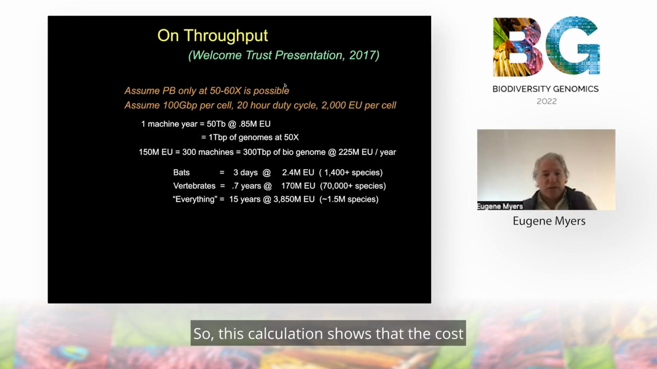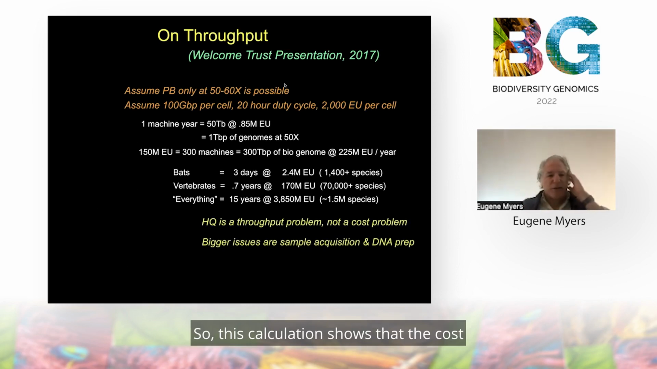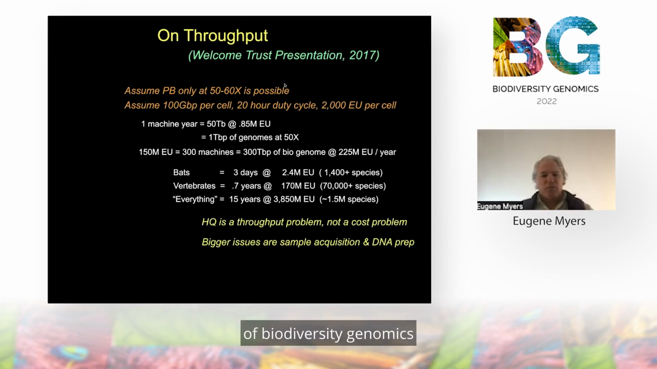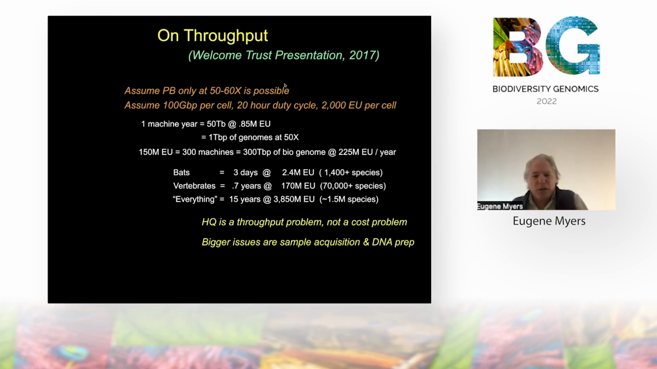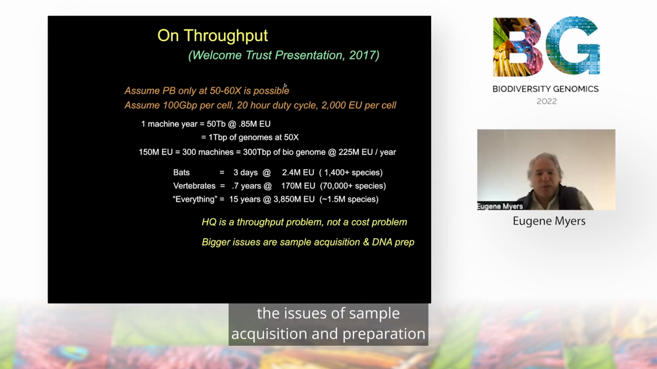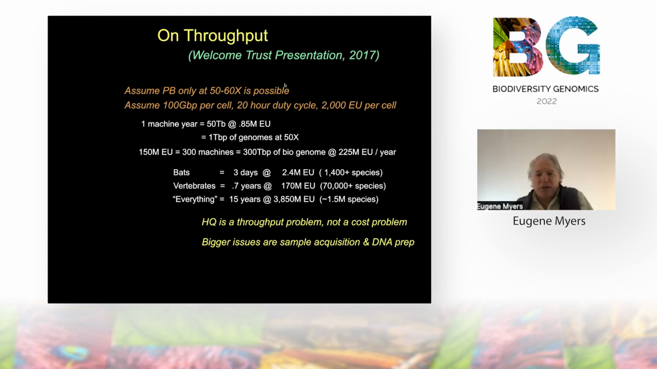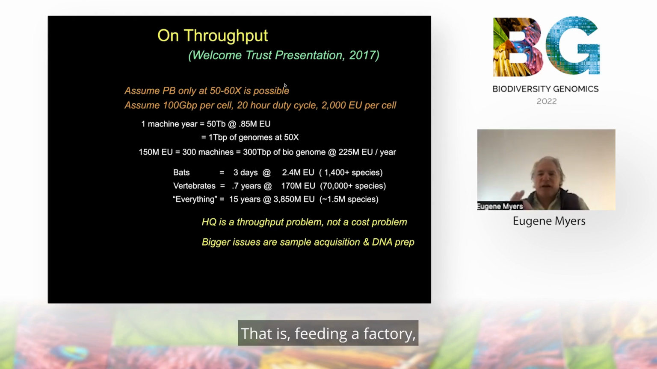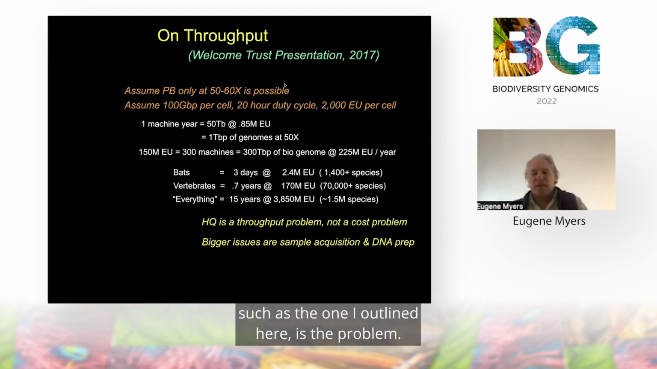So this calculation shows that the cost of biodiversity genomics will not be the ultimate bottleneck. Rather, as is now clear to most, the issues of sample acquisition and preparation are the true limiters. That is, feeding a factory such as the one I outlined here is the problem.